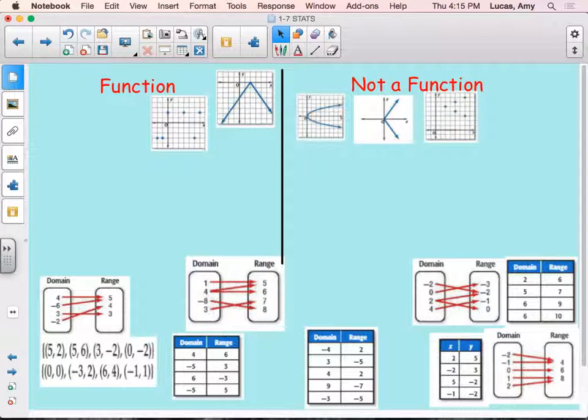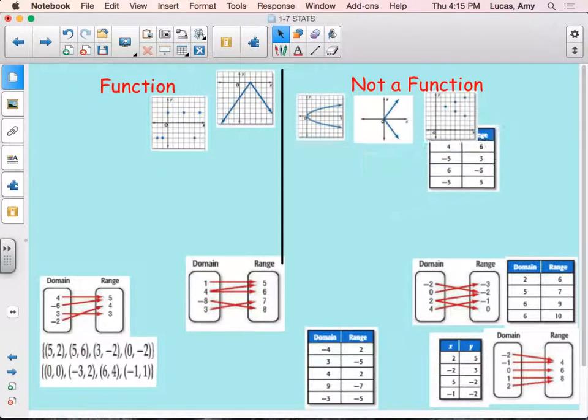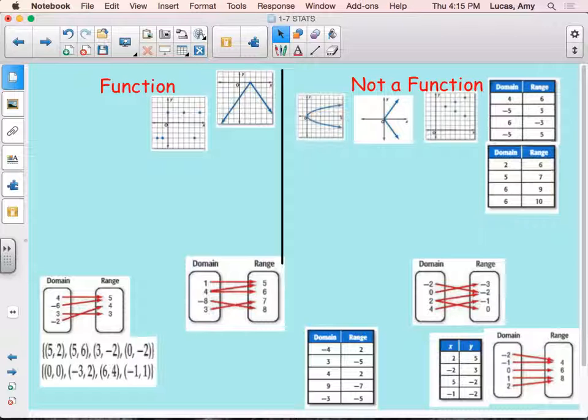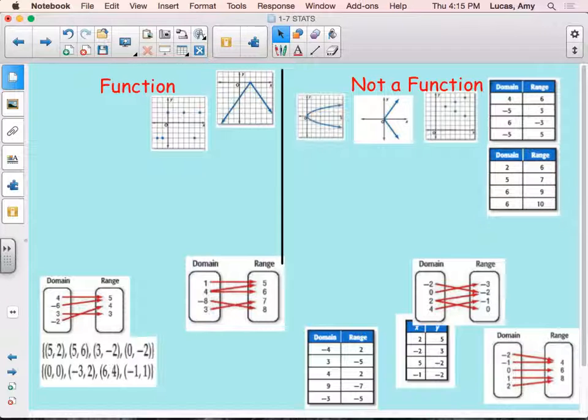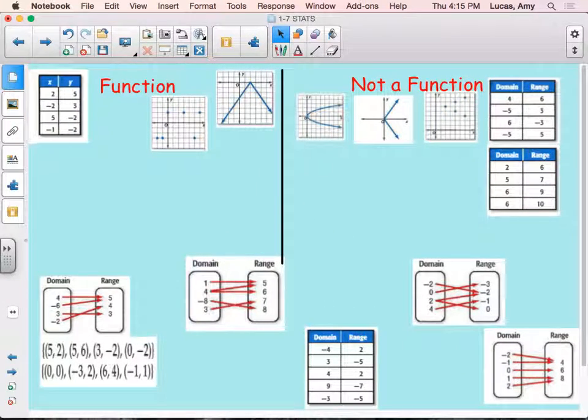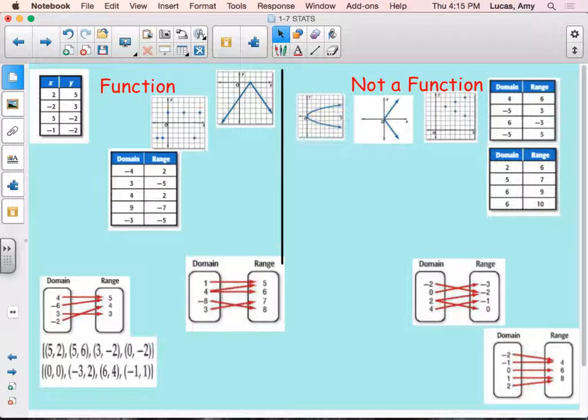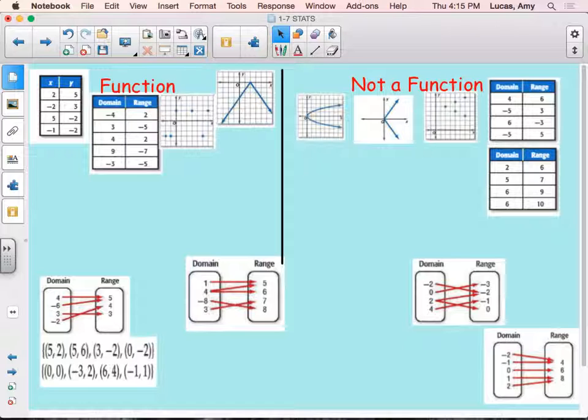Done with the graphs. Now I'm going to look at the tables. I remember that if the domain repeats in the table, it is not a function. So the domain repeats, not a function. Domain does not repeat, so that one's good. And the domain does not repeat on this one. Nope, so that one's good.